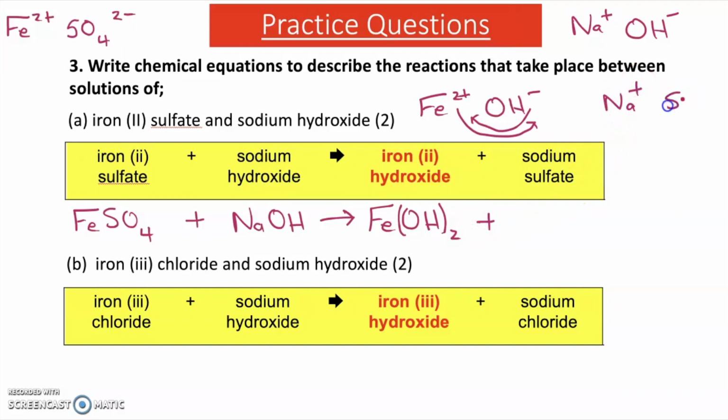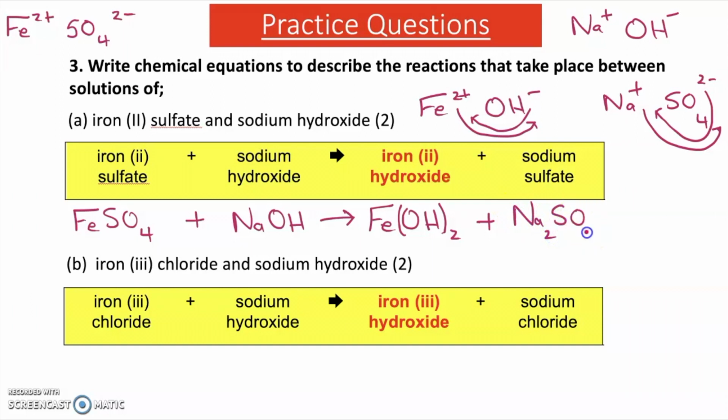And the last formula I need to write is sodium sulfate. Now sodium has a charge of 1+, so it's Na+. Sulfate is SO4 2-. If I swap the charges over, I get the chemical formula Na2SO4.